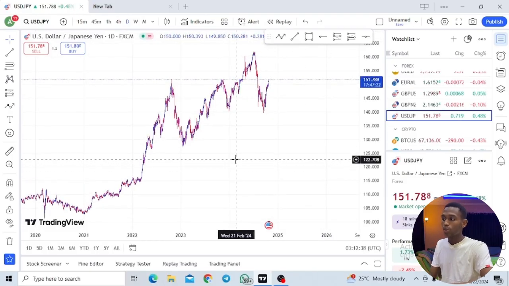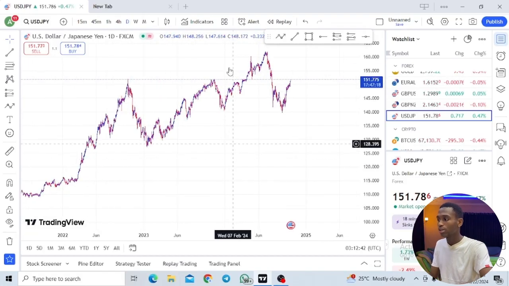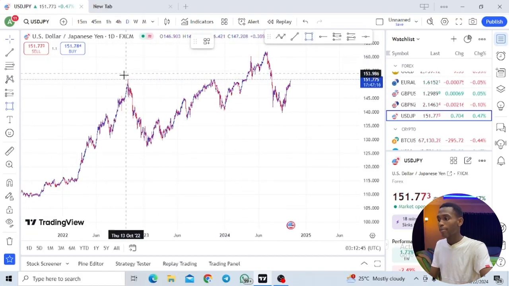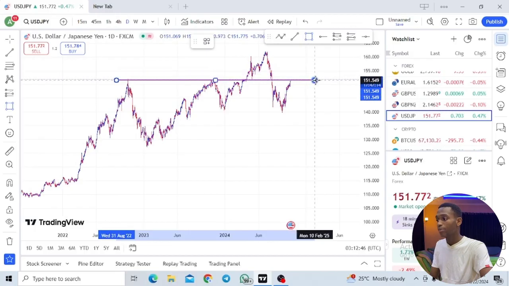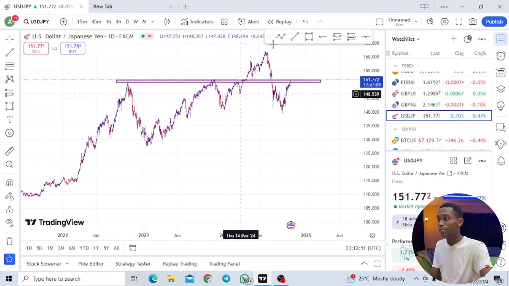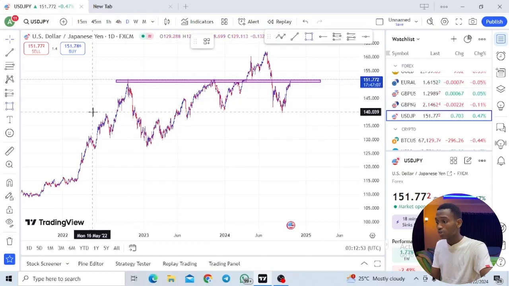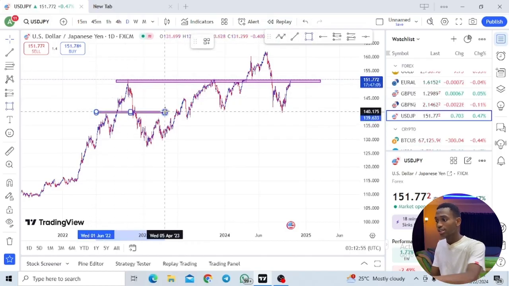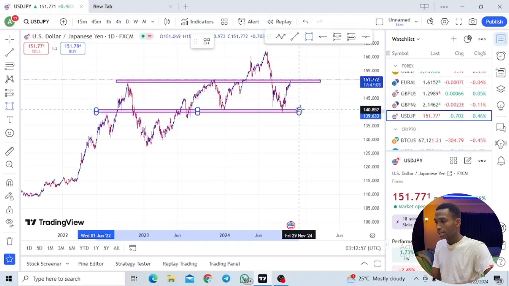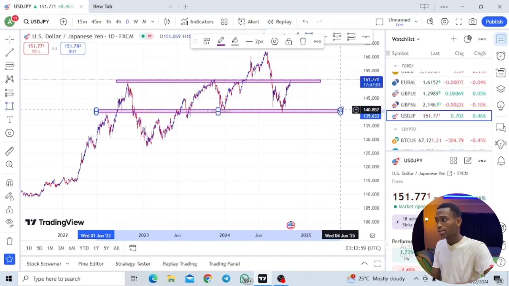Now this is where we do the second thing I talked about, in which we're going to mark out our sensitive points. Like I said, I like marking out the sensitive points from the daily time frame. So this is one sensitive point. The market came here multiple times and respected it. You yourself start looking for sensitive points. This is another sensitive point. The market came here several times and respected it.